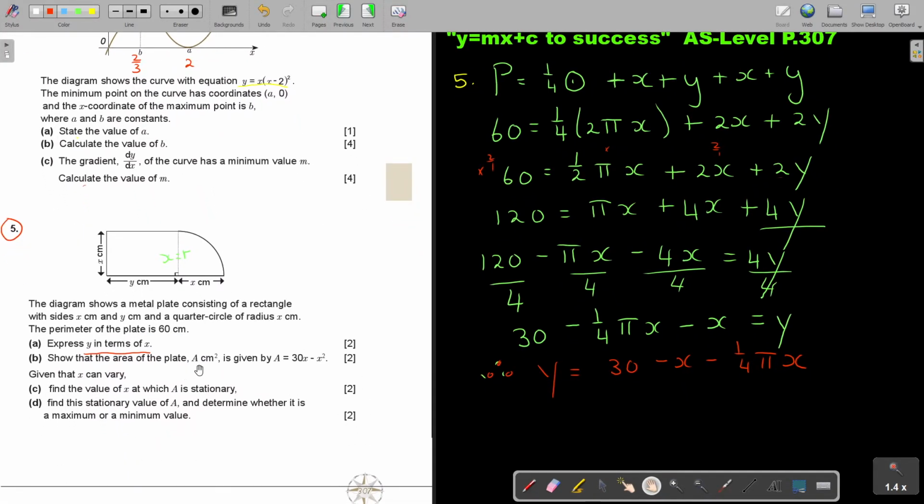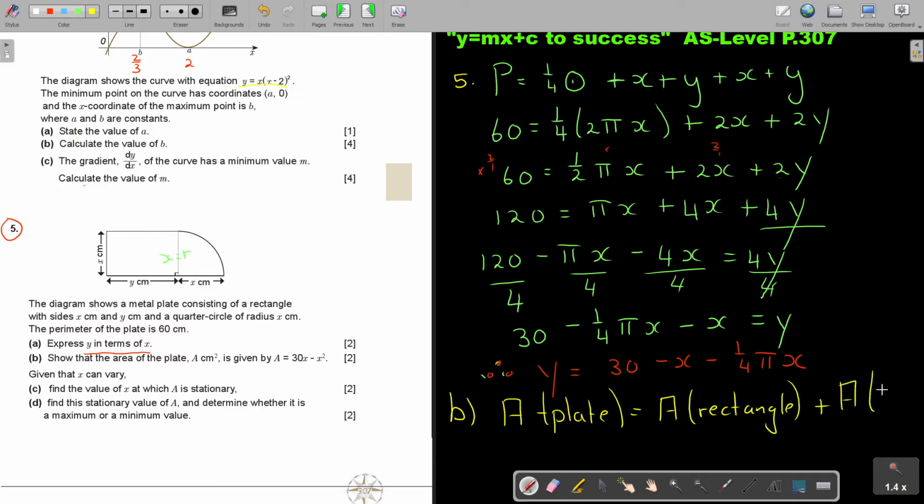Show that the area of the plate is given by that. Okay. Now first, you're going to start by saying, how do I find the area of that plate? So the area of the plate is the area of the rectangle plus the area of the quarter circle.